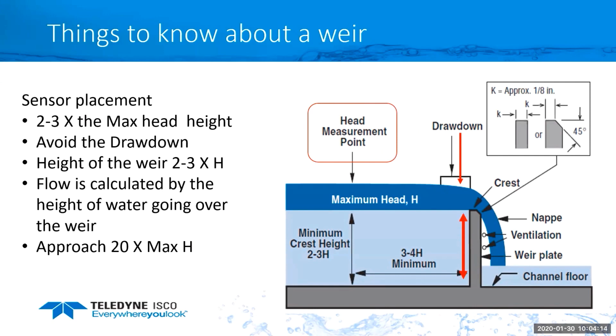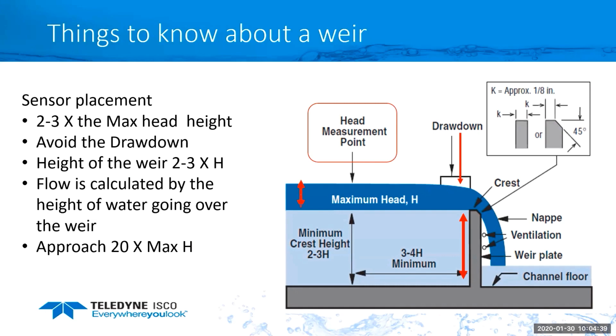So how high should the weir wall be? It should be 2 to 3 times the minimum head height, which will be determined by the expected flow through that channel. And a couple of things, we want to make sure that the weir wall is high enough that we get a free flow over the top of the weir, which creates some ventilation on the opposite side of the weir.